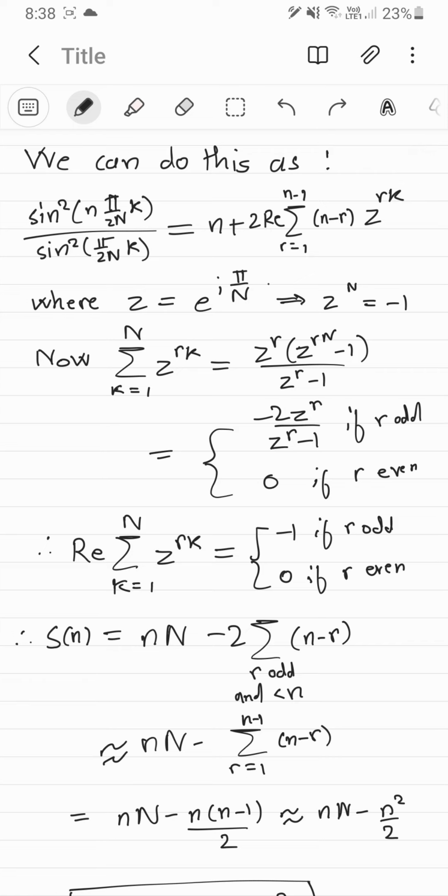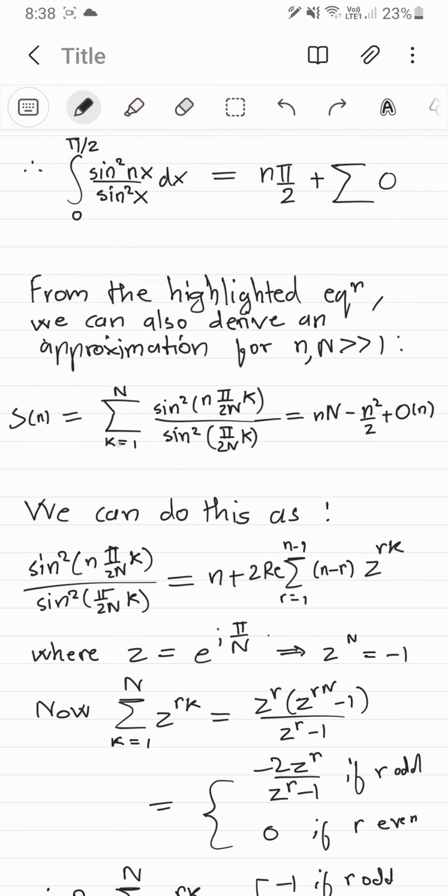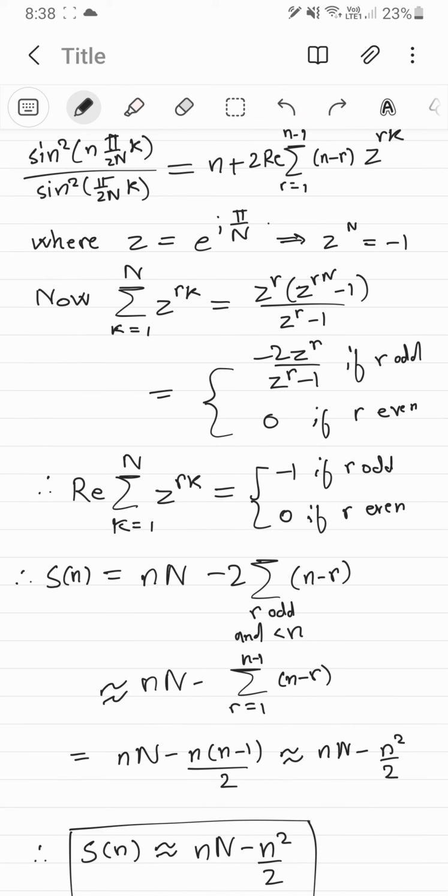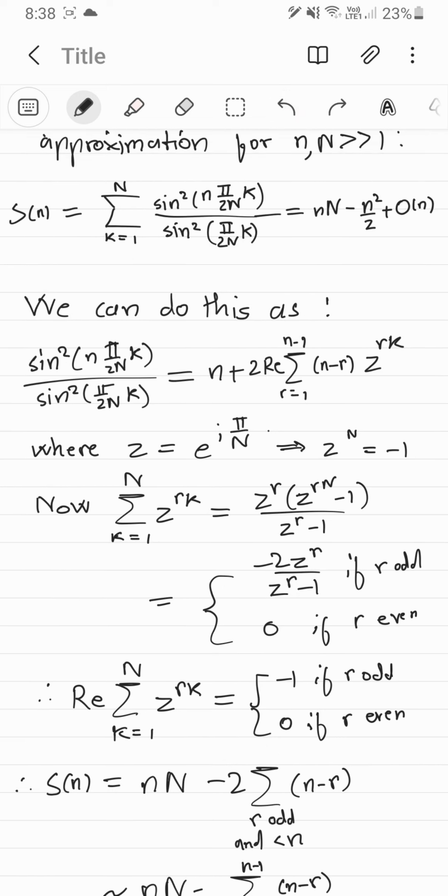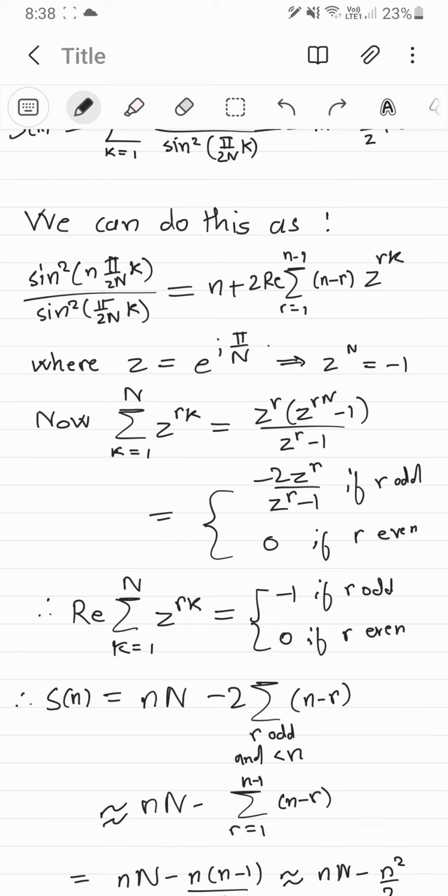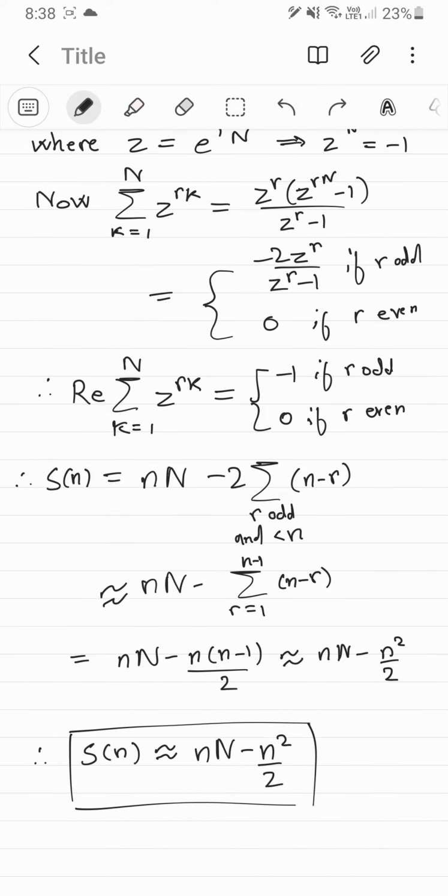Now that we have this, we can easily write our S of N, because we just have to sum this from k equal to 1 till N. Summing this part is easy, it's just n times N, and summing this part is also doable now because the real part thing sort of disappears. So now you just have -2 times the summation over all the odd terms from 1 till n minus 1 of n minus r. With a bit of manipulation, you can write this as n times n minus 1 by 2, this summation particularly.